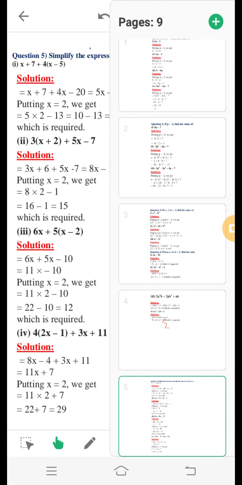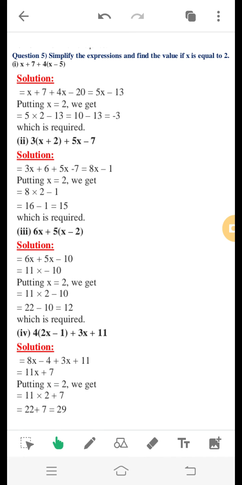Question 5. Simplify the expression and find the value if x is equal to 2. Here we have to put the value of x equal to 2. But in that case, one bracket is given, so first we have to simplify this bracket. So x plus 7 plus 4 multiplied by x is 4x. 4 multiplied by 5 is minus 20.